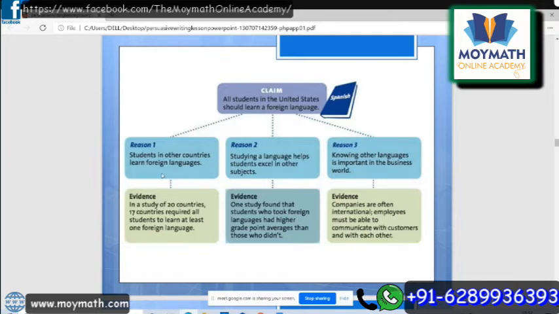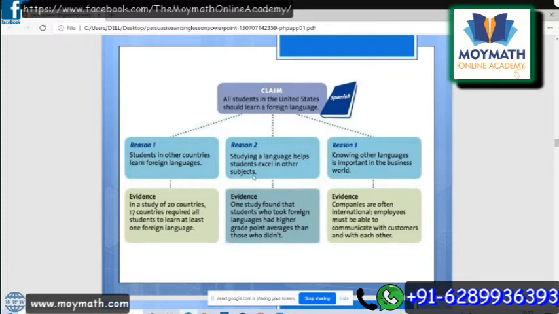You should not end with the reason. You should also have evidence. The proof also is very important. Even if you don't know, just write like this: in the research conducted, or in the study conducted. Do you get me? Yes. I don't expect that a student in class should go and conduct a study now, but that is a way of writing. We are just giving a way of writing. In a study of 20 countries, 17 countries required all students to learn at least one foreign language. So you are just supporting this.